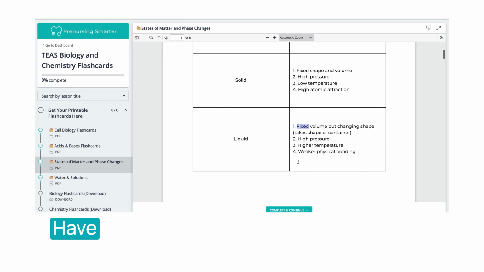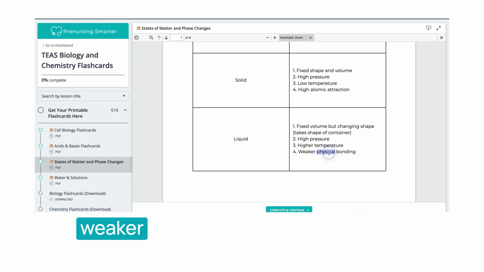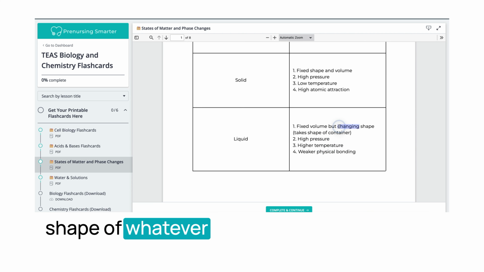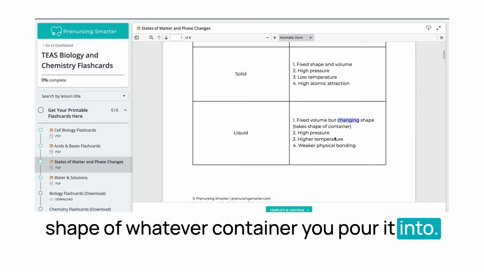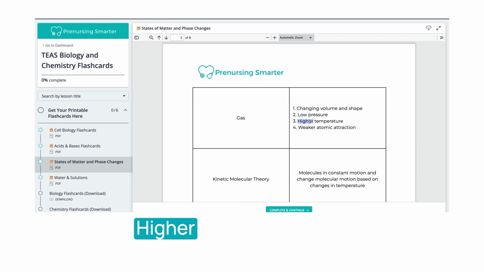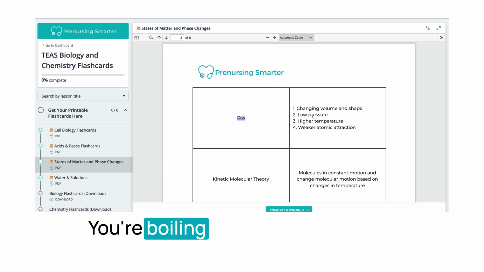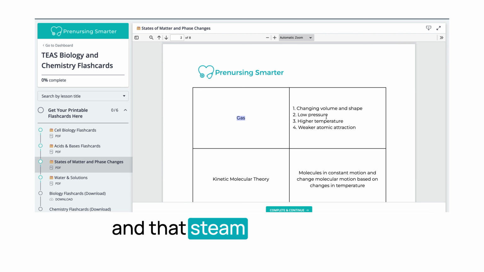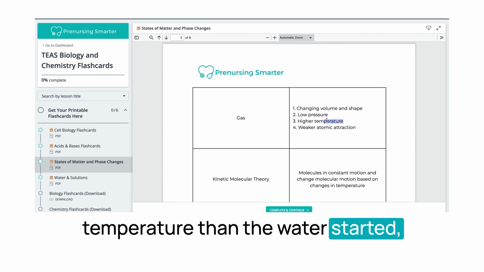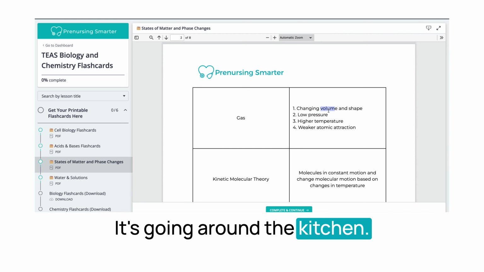Liquids have a fixed volume but a changing shape, meaning they take the shape of a container. Under high pressure, it's at a higher temperature and it has weaker physical bonding than solids. So liquid water, for example, will take the shape of whatever container you pour it into. A gas has a changing volume and shape, low pressure, higher temperature, and weaker atomic attraction. Gas: water vapor. You're boiling some water for pasta, and that steam is at a higher temperature than the water started, and it's changing volume and shape, it's getting on your glasses, it's going around the kitchen.